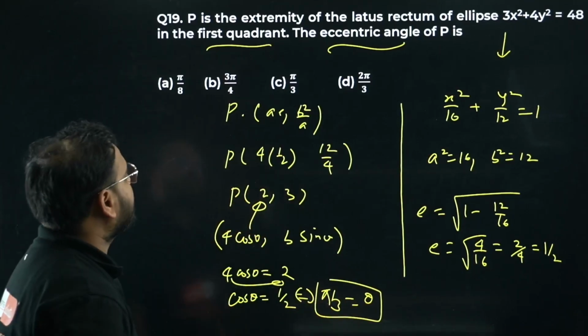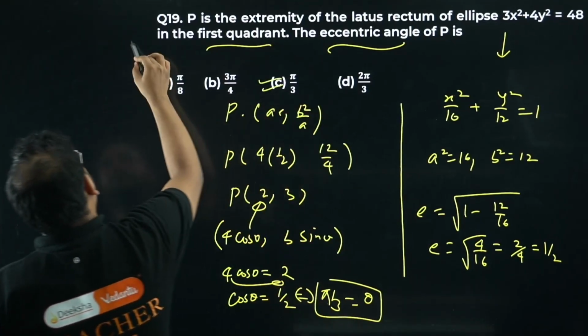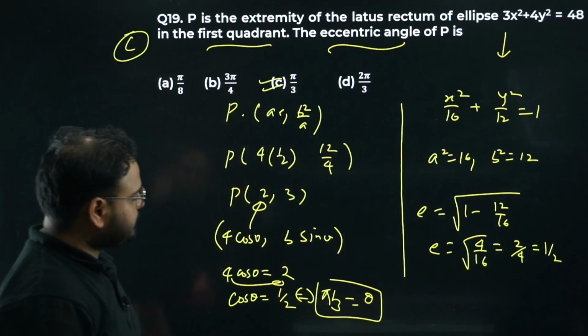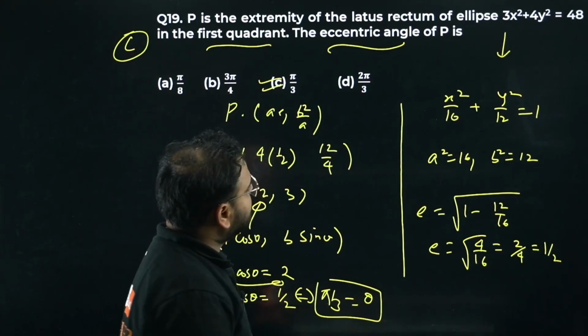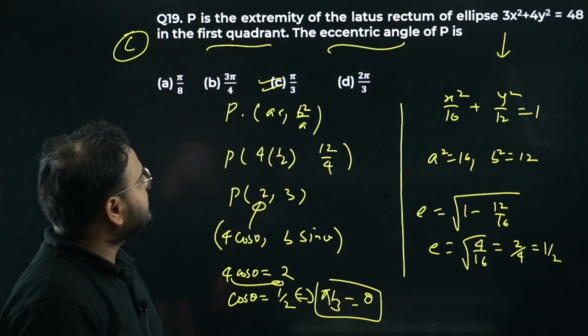Answer is pi by 3. Option C is correct, yes. Option C is correct. Please check. Done. Okay? Done, so we have the eccentric angle.